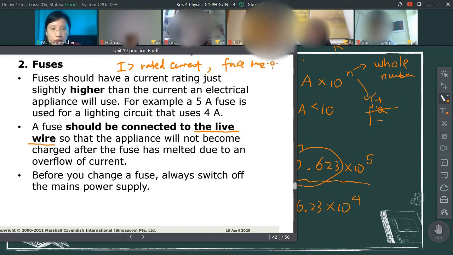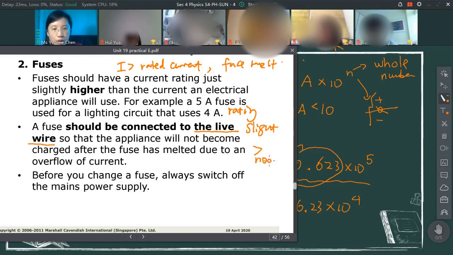Okay. So normally, for example, if the lighting circuit uses 4 ampere, we shall use a fuse with a rating slightly greater than the normal working current. Normal working current.